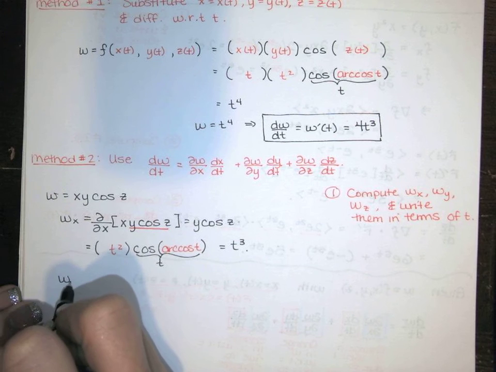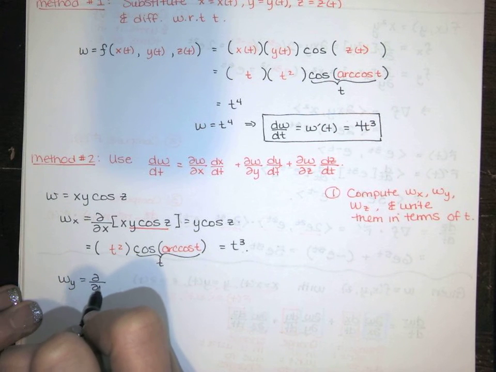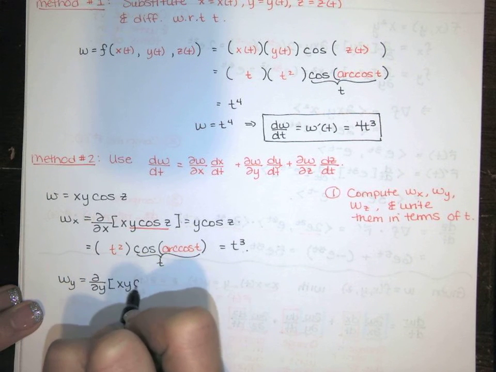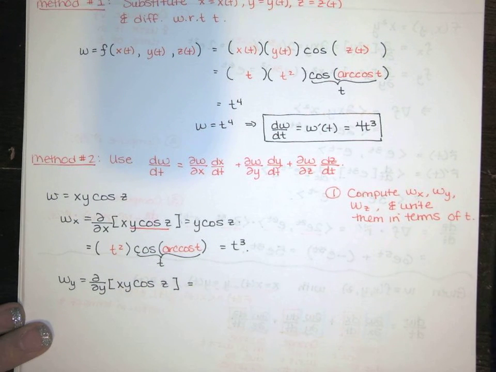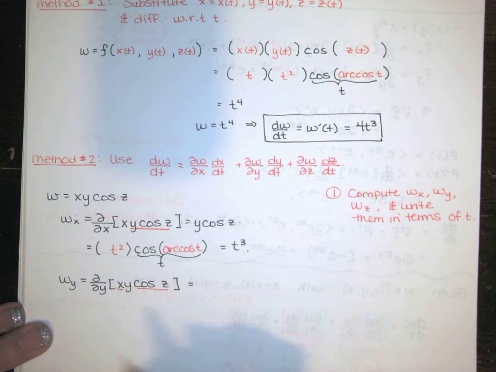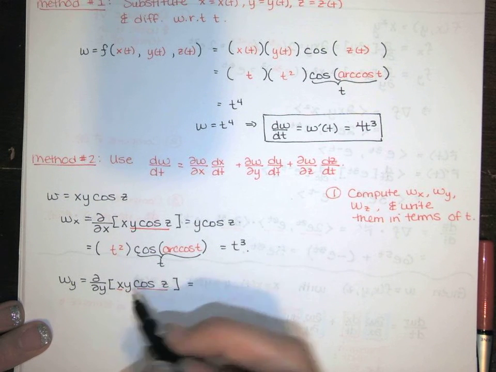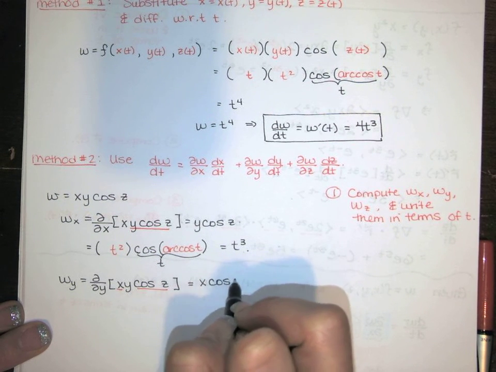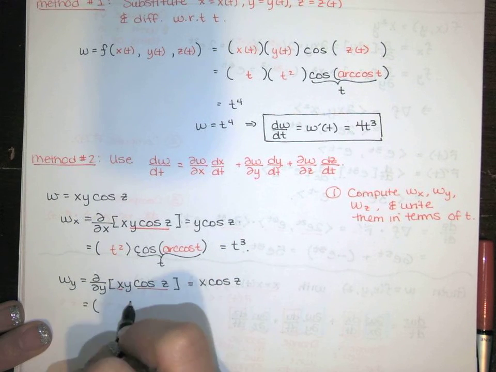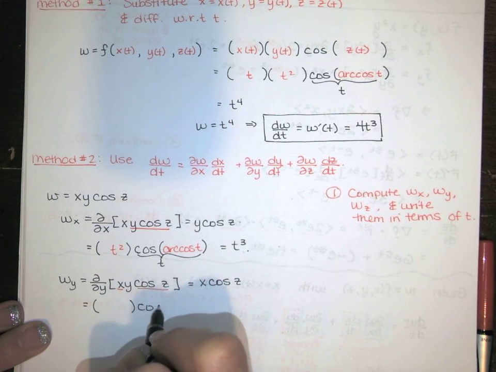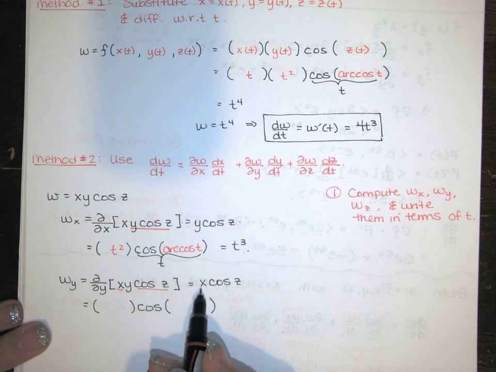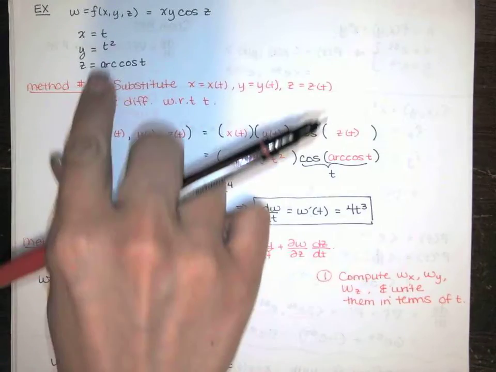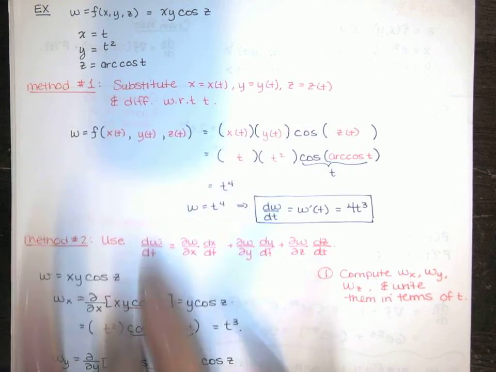Now I want the partial of w with respect to y. Now this is also constant times y. The derivative of a constant times y is just the constant. In this case, the constant is x times cosine of z. And we want that in terms of t, so we replace x with x of t and z with z of t. X as a function of t was t. Z is arc cosine of t.